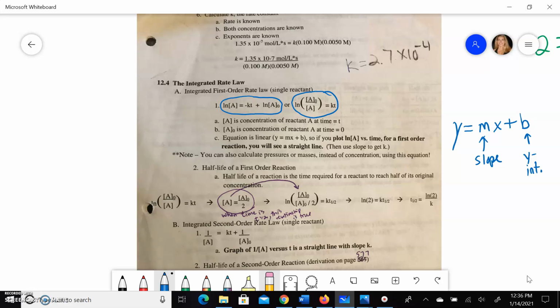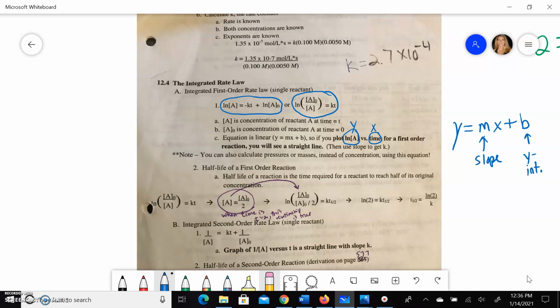So what you can do is, if it's first order, you can plot the natural log of A, so all of your natural log of A numbers will be on the y-axis versus time on the x-axis, and you're going to get a straight line. And so sometimes on the AP exam, they'll give you a lot of data and ask you whether it's first order, second order, or whatever. And one way you can solve for it is the method of initial rates that we just did in the last class, but this is a different way.